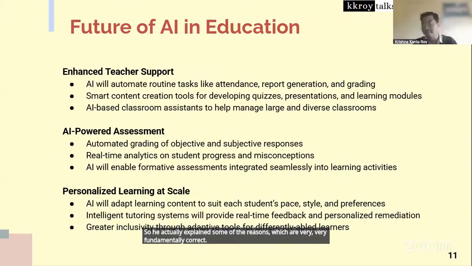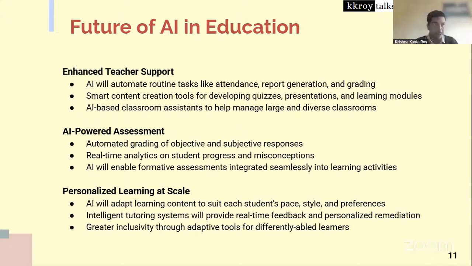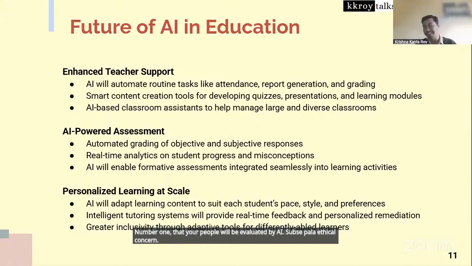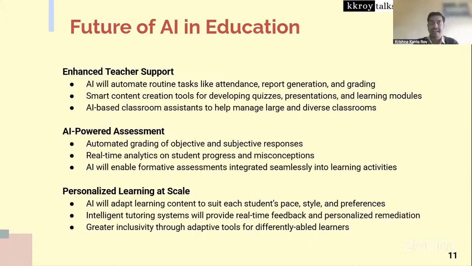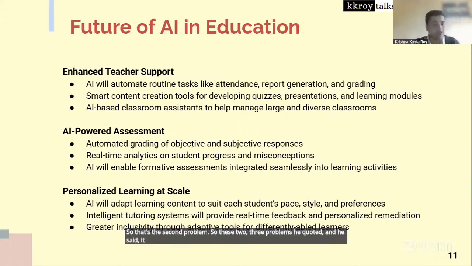The first thing he asked was, have you taken consent from the students? Number one, that your paper will be evaluated by AI. That is the first ethical concern. Second, do you know that AI is going to learn something from those papers and do something? We don't know how it will be used. So that's the second problem. These two or three problems he quoted, and he said it is actually not a good idea.